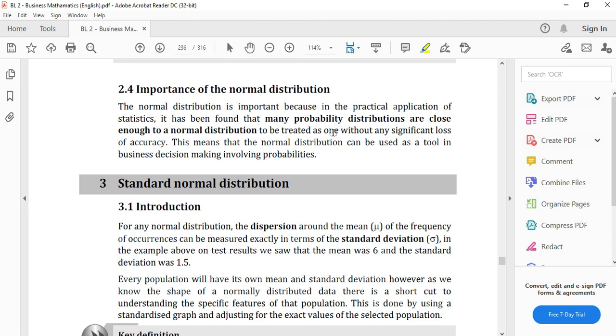So why is normal distribution important? Because in practical application, many probability distributions are close to normal distributions. That means it can be used as a tool in making business decisions with links to probabilities. It's another business decision-making tool.